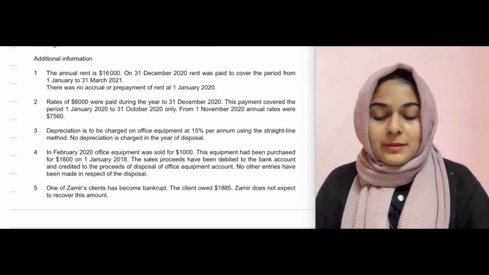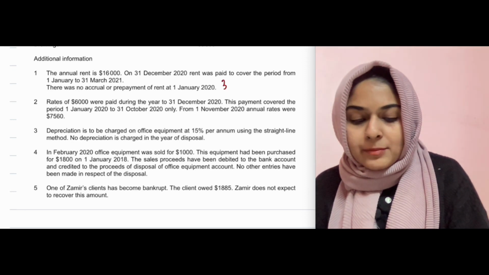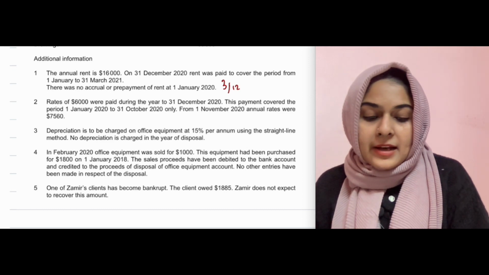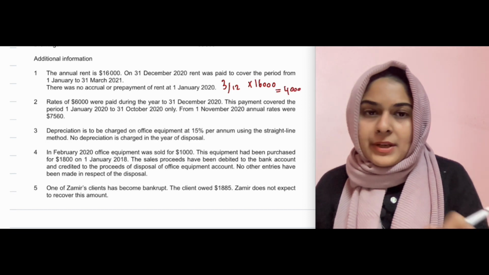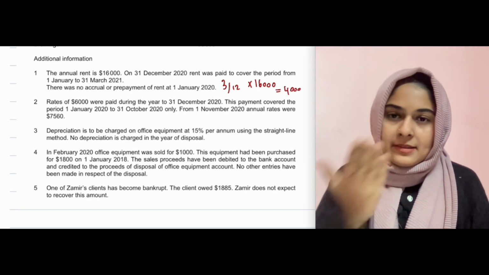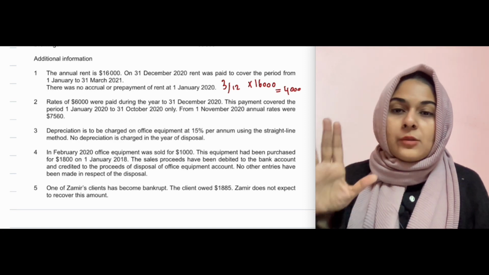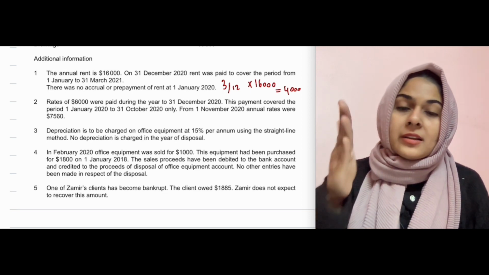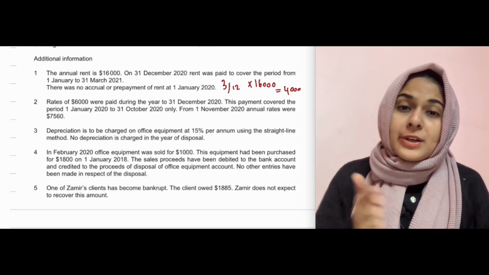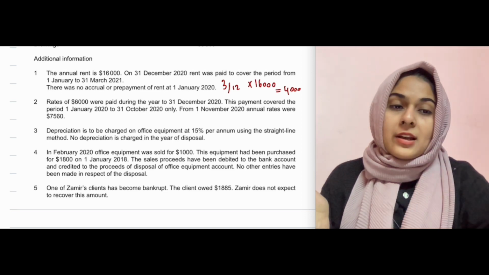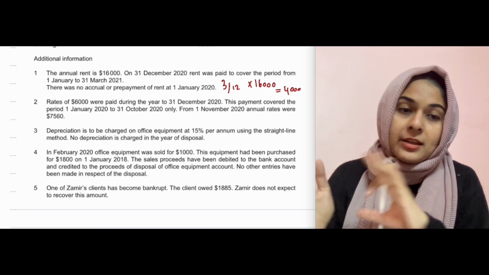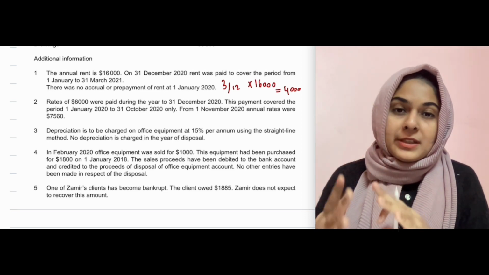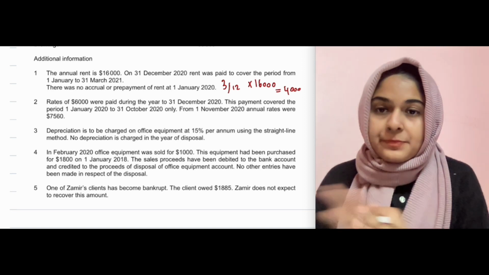So simply आप 3 months का prepaid कैसे निकालेंगे? आप 3 divided by 12 करेंगे, and the annual rent is 16,000. So that gives you 4,000 as prepaid. ठीक है. It is as simple as that. You just have to see what period you are making the income statement for. So if you're making the income statement for 31st December 2020, so उसके बाद वाला जो कि हमारे 2020 के पार्ट नहीं है, उसके आगे वाला जितना भी पेमेंट कर दिया हमने, that is all payment in advance.